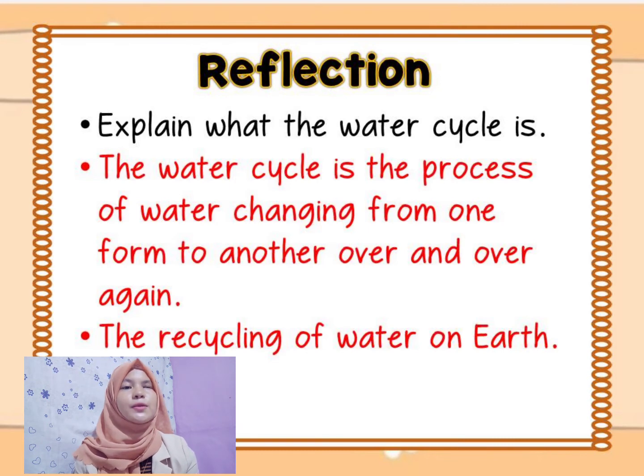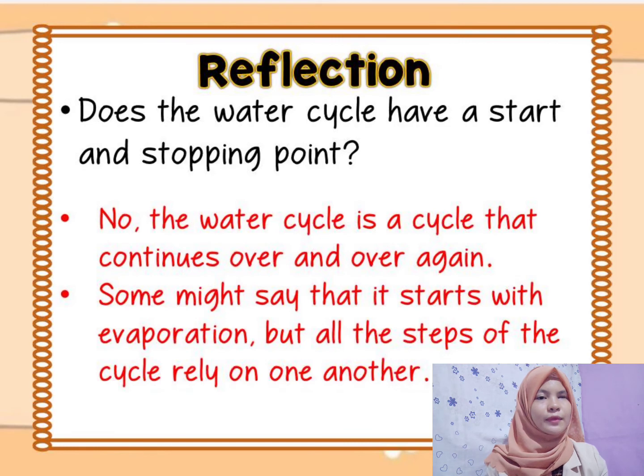Explain what the water cycle is. So, the water cycle is the process of water changing from one form to another over and over again. This is what's called the recycling of water on the earth.